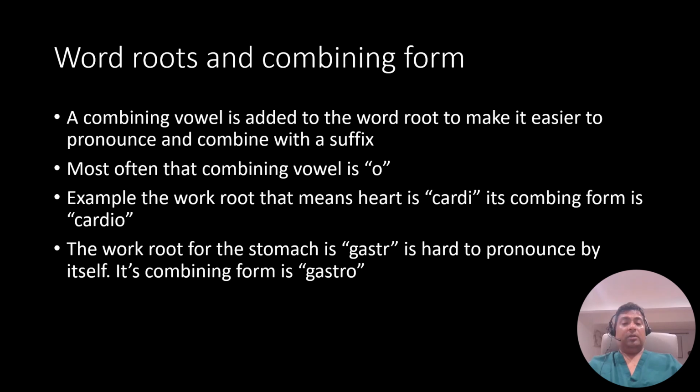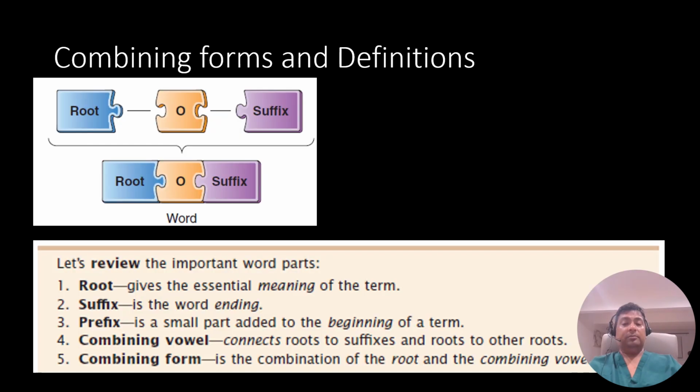Example, the word root that means heart is cardi. Its combining form is cardio. The word root for stomach is gastr, which is hard to pronounce by itself. Its combining form is gastro, which is much easier to pronounce.